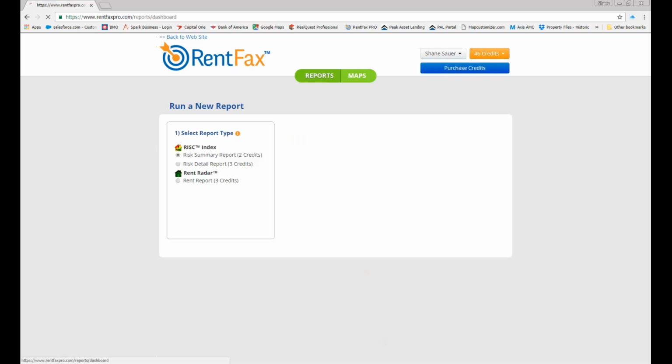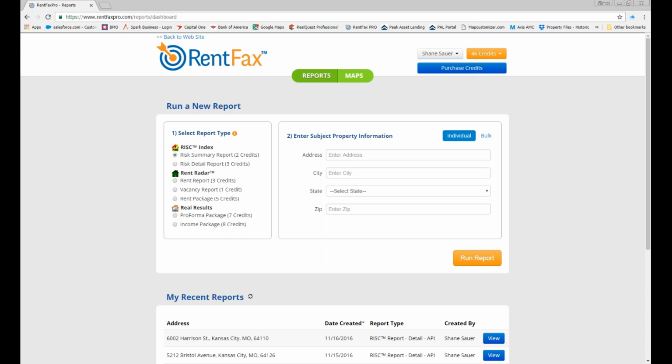Okay, so when you come to reports, any report that you pick, whether it's the risk summary or risk detail, or our packages, it will generate that and pin that on the map. So again, the risk summary report, risk detail report, the rent package, and all our real results packages will pin the property address you put in here on the map, in addition to getting the report. So we get the report and the map by doing that.